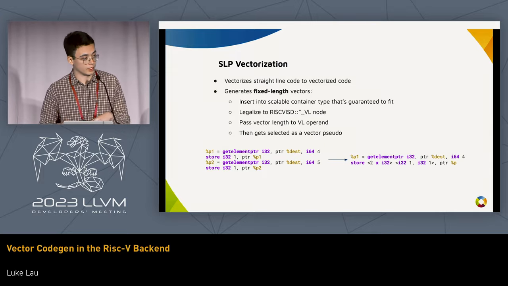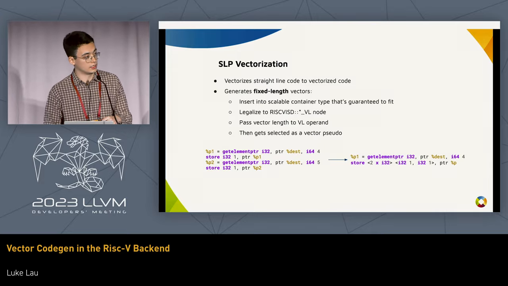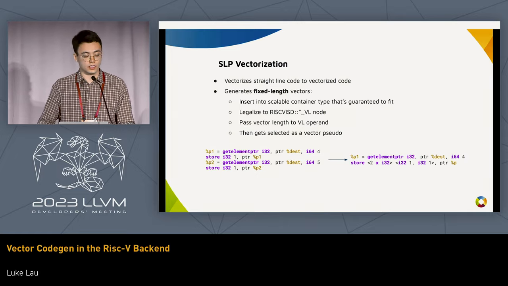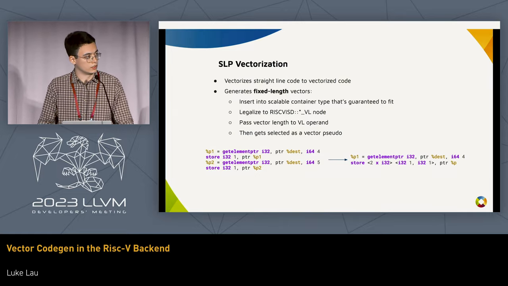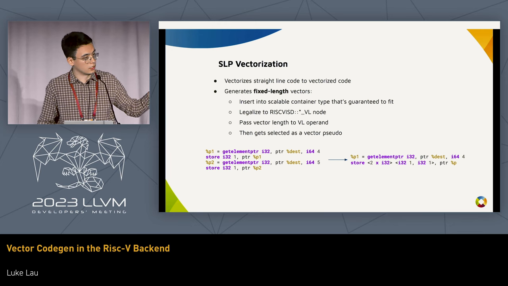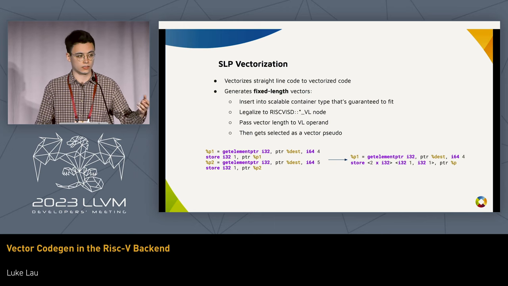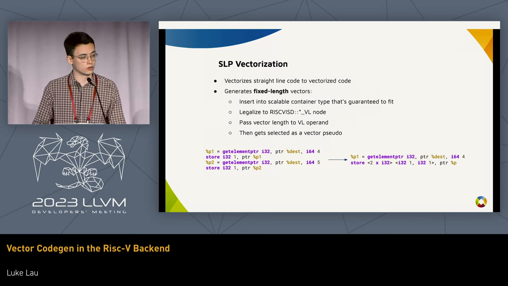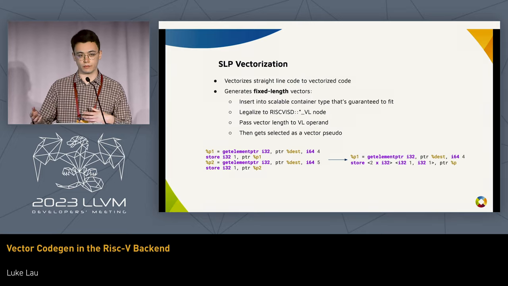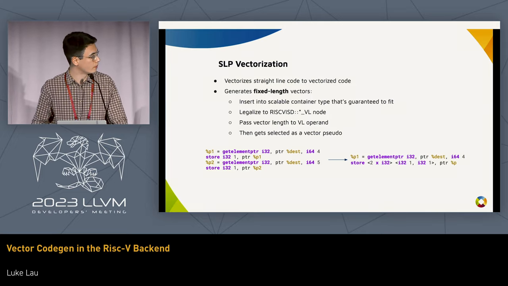And so we will place it in that, and then we will legalize whatever operation to operate on a VL node. And these VL nodes are like duplicates of the generic SelectionDAG nodes, but they'll all contain a VL operand. This VL operand allows us to specify something that will get lowered into the VL operand of the pseudo, which allows us to control our vector length. And we just pass in the length of the fixed length vector. And so that allows us to kind of emulate fixed length vector semantics, if you will.